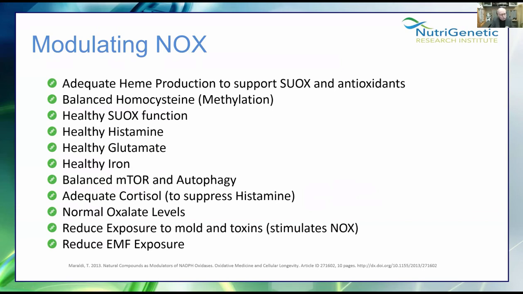Not hemochromatosis, but just overabsorption. Balanced mTOR and autophagy. This could be another whole webinar, but will be covered in our certification course. I believe there's many epigenetic factors that are upregulating mTOR, consequently weakening autophagy. Adequate cortisol to suppress the histamine. So that may mean supporting the hypothalamus, the adrenals, making sure there's adequate progesterone. Also, pantothenic acid, or pantethine rather, is excellent.